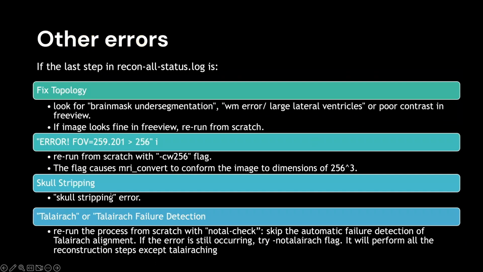Now, here's a list of other possible errors that you can find in your recon status log and the way to fix them. I'm not going to walk you through them. I'm just going to leave them there in case your log has something like these, like error fob or fixed topology or skull stripping or something like that. This is what's happening and this is what you should be doing to correct for them.